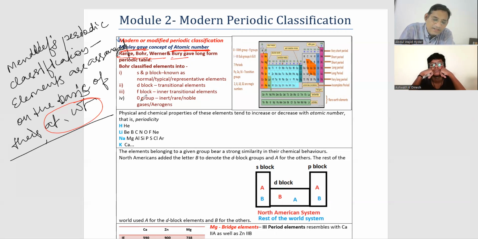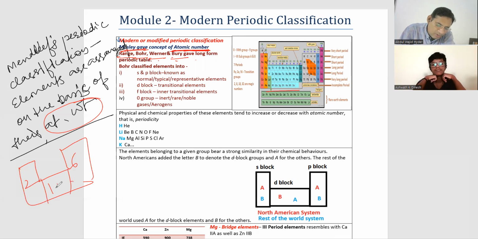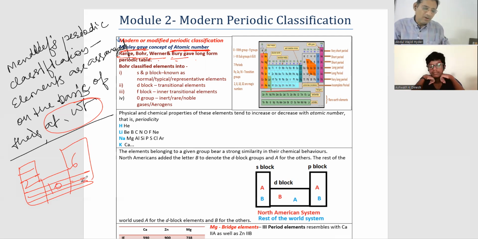Then Rang, Bohr, Werner and Bury. Bohr-Bury's rule or concept was there in 10th class, and I also explained it in electronic configuration. So Rang, Bohr, Werner and Bury gave this long form periodic table, with 18 groups, 2 groups here, 6 groups here, 10 groups here, and 7 periods.